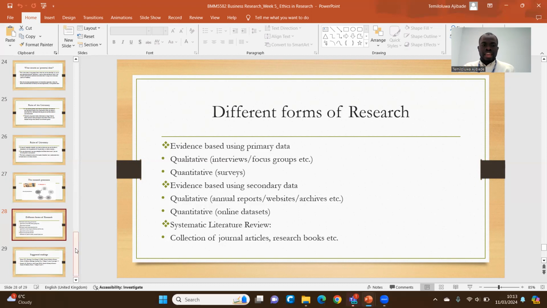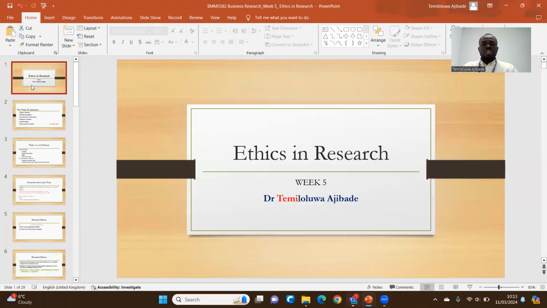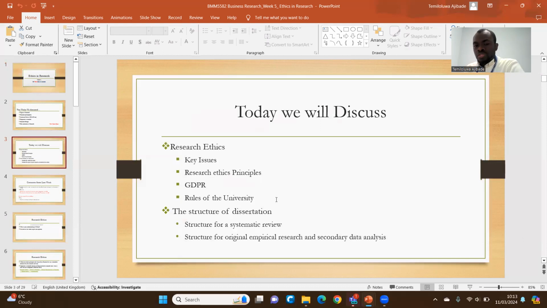All right, this brings us to the end of today's class, which has to do with ethics in research. And remember that we've been able to discuss the key issues in research. So now, believe you understand what research ethics is, which we say is the moral principles guiding how you as a researcher conduct research. We've identified some research ethics principles. We've spoken about the General Data Protection Regulation, which is GDPR, and then we've spoken about the rules of the university guiding research as a student.